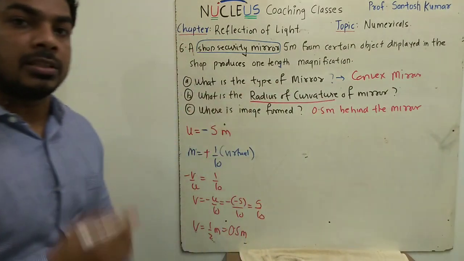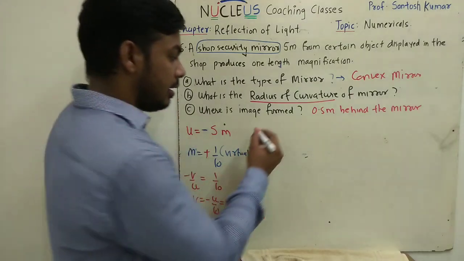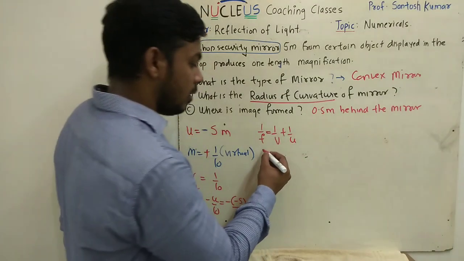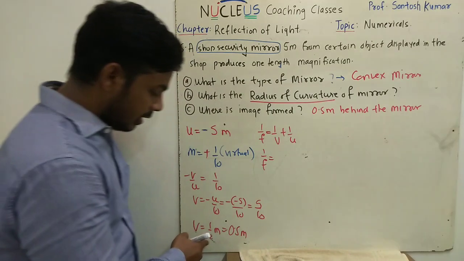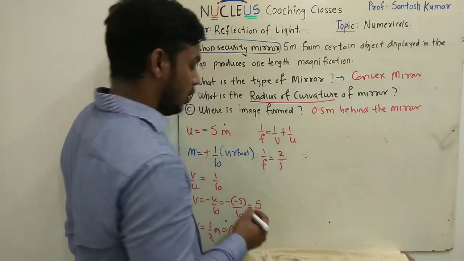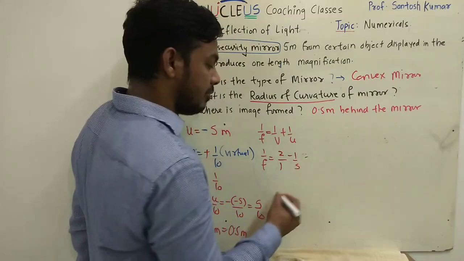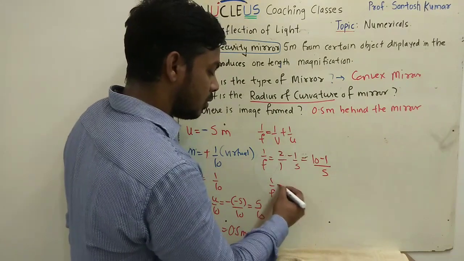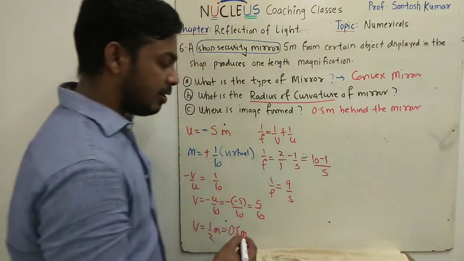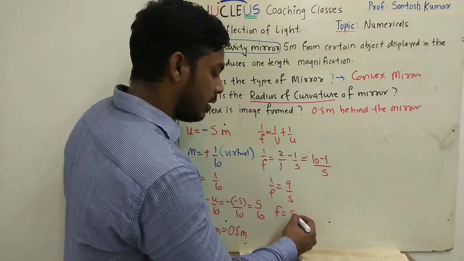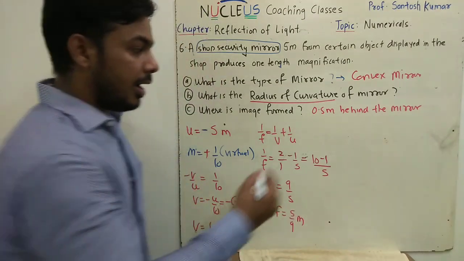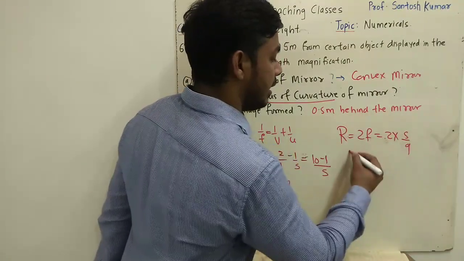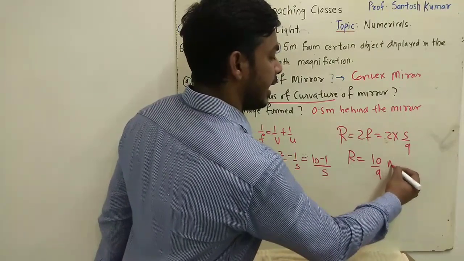Now we have to calculate the radius of curvature. To get the radius of curvature, we need to calculate the focal length first. If I use the mirror equation, 1 upon f equals 1 upon v plus 1 upon u. So 1 upon f: what is v? Half, so it can be written as 1 by 2. What is u? Minus 5, so minus 1 by 5. So this gives 5 twos are 10, minus 1 upon 5. So what will be the value of 1 upon f? Come on, tell me. 9 by 5. So the value of f will be 5 by 9 meter. And if I want to calculate the radius of curvature, which is 2f, so 2 into 5 by 9. So the radius of curvature will be 10 by 9 meter.